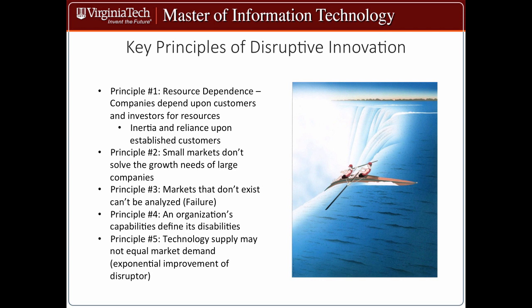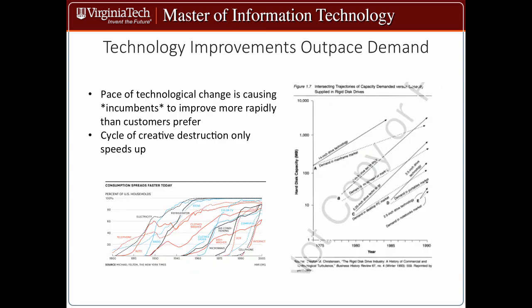And so within that, this exponential improvement of a disruptor, right? This is part of this challenge of complexity, where you start to see some challenges as an incumbent of responding now to this rapid improvement and the rapid growth that you're facing. All right, so as we look at this, here's this crucial question. This pace of technological change is causing incumbents to improve more rapidly than customers prefer.